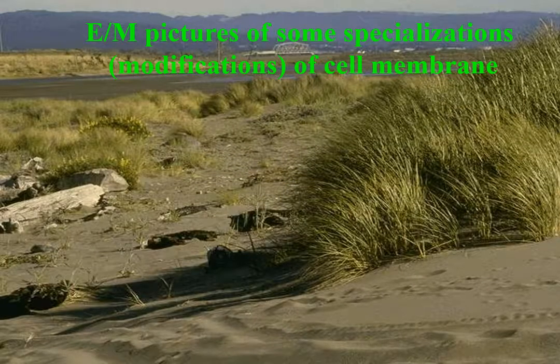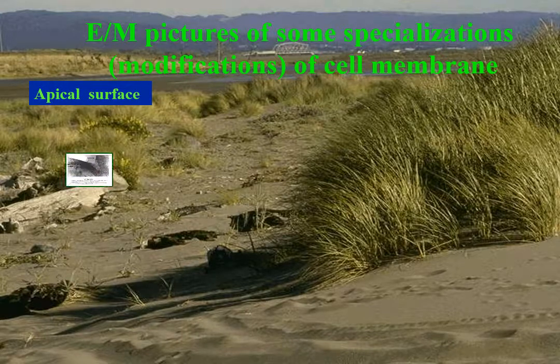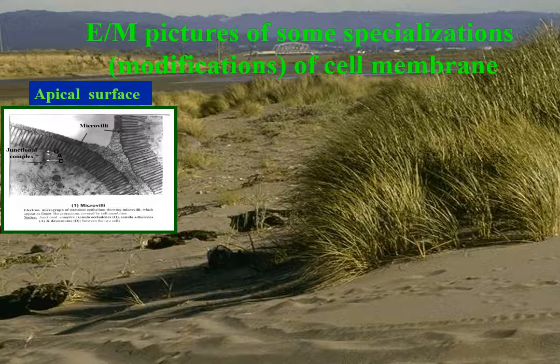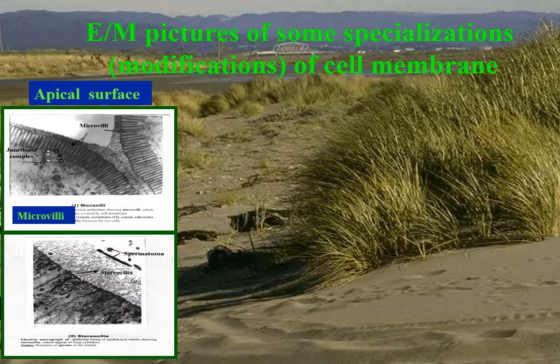Electron micrograph pictures of some specializations or modifications of the cell membrane. Examples of apical surface specializations, microvilli, are finger-like projections from the free surface of the cell to increase the surface area. Stereocilia are not cilia but long microvilli, also increase the surface area of the cell.